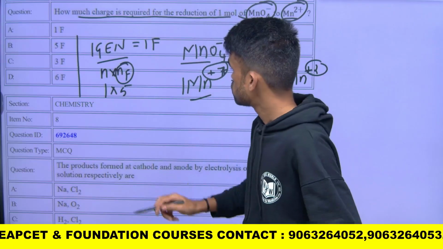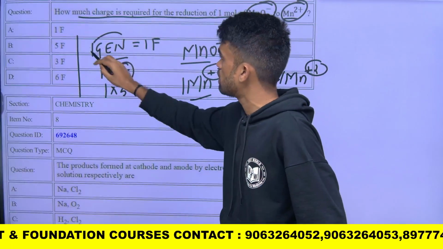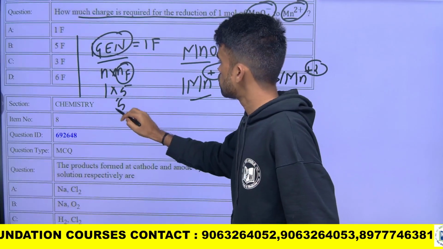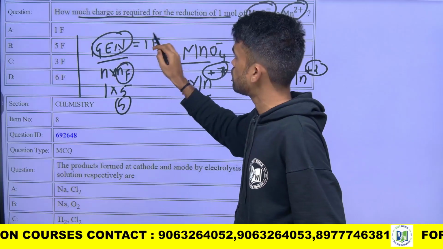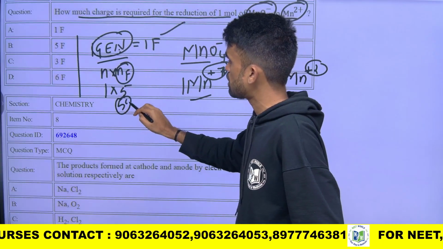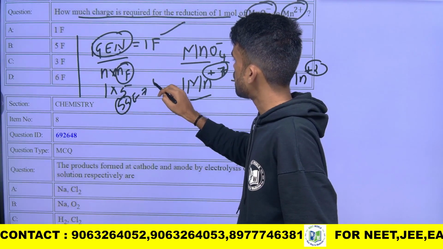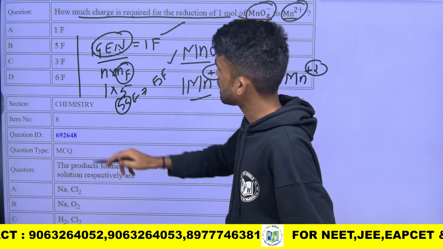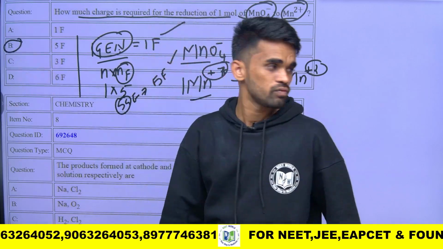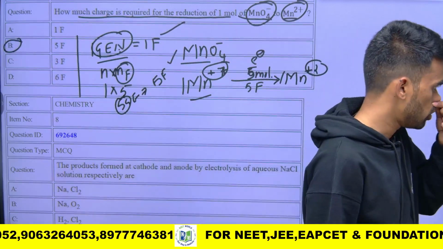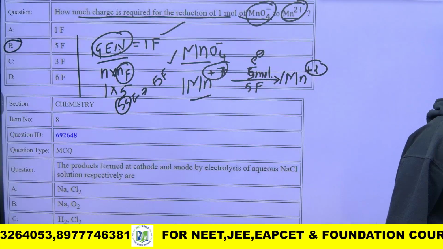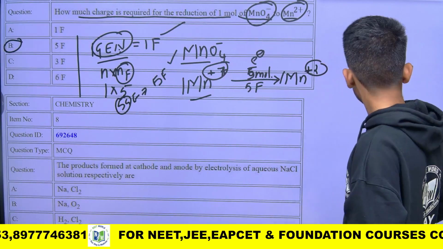So the total gram equivalent number is 5, right? For 1 gram equivalent, 1 Faraday is required. For 5 gram equivalents, 5 Faradays are required. So what is the correct one here? Option B is correct, 5 Faradays are required. I hope it is clear. No confusion in this, right? So let's move further.